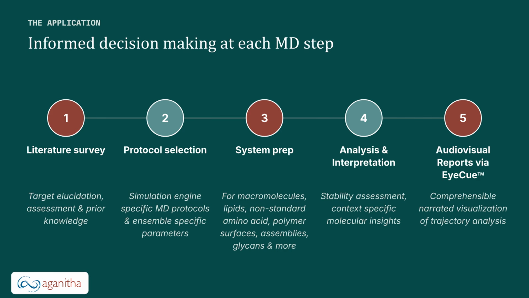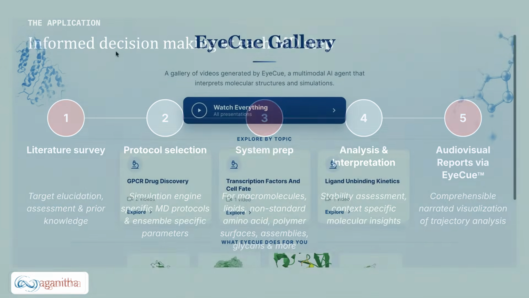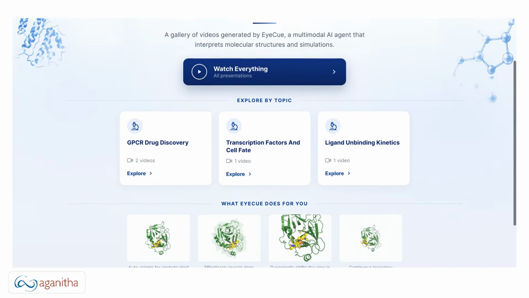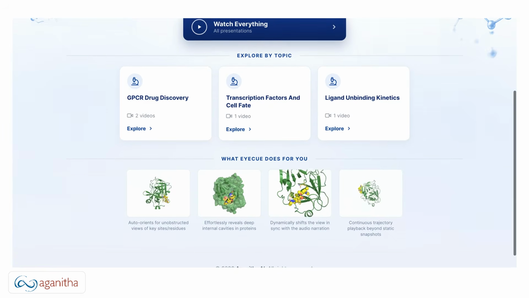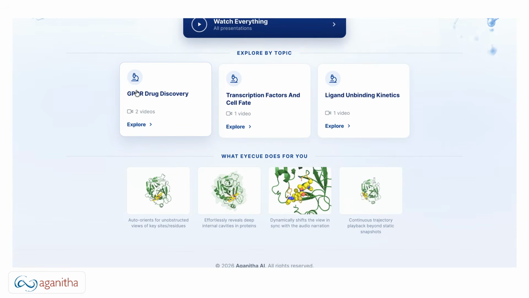IQ visuals will ensure you do not have to spend hours on visualization software to observe the events of interest throughout the trajectory. Please visit Aganitha's IQ gallery to appreciate the narrated visuals generated once the MD skills are done with their jobs.